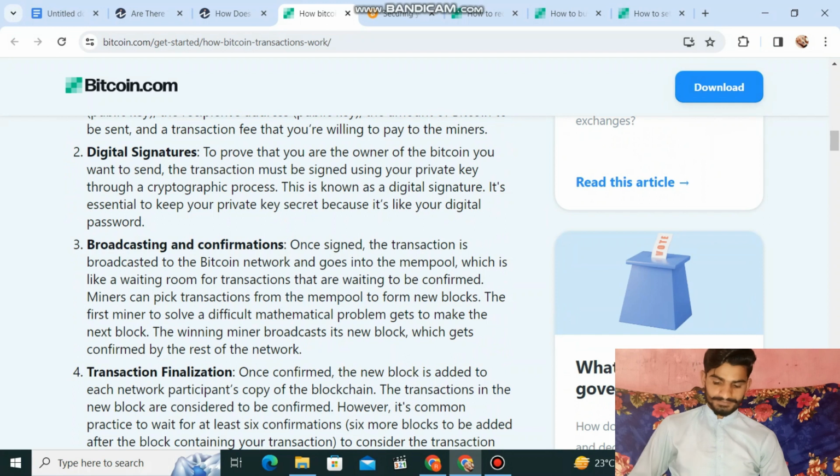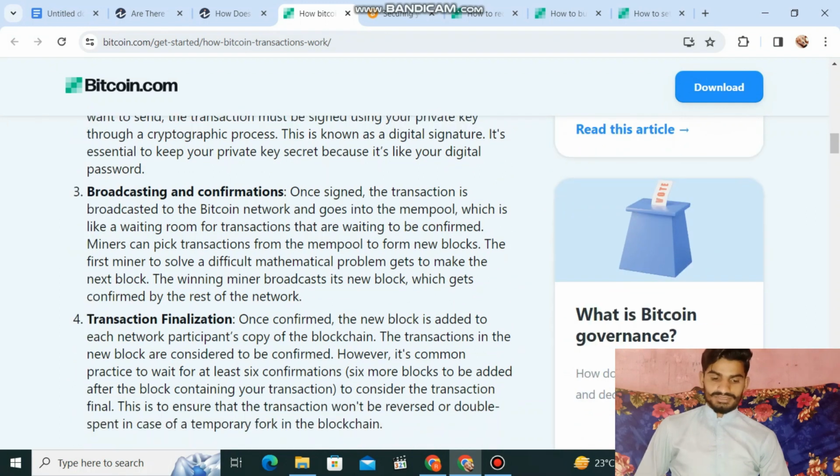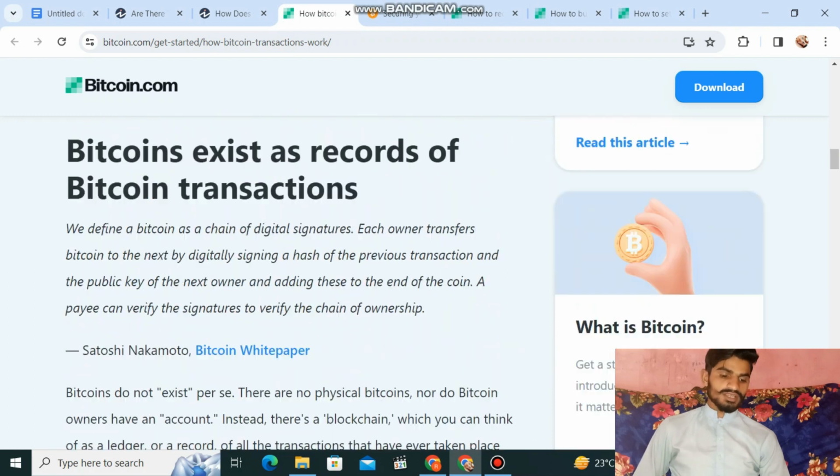Transaction finalization. Once confirmed, the new block is added to each network participant's copy of the blockchain. The transactions in the new block are considered to be confirmed. However, it's common practice to wait for at least six confirmations, six more blocks to be added after the block containing your transaction, to consider the transaction final. This is to ensure that the transaction will not be reversed or double spent in case of a temporary fault in the blockchain. Bitcoin exists as records of Bitcoin transactions.